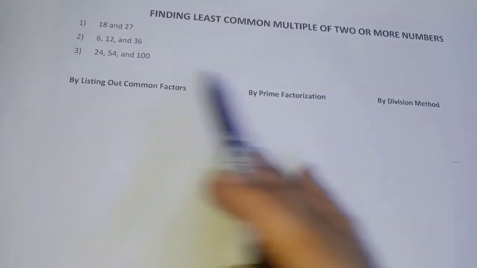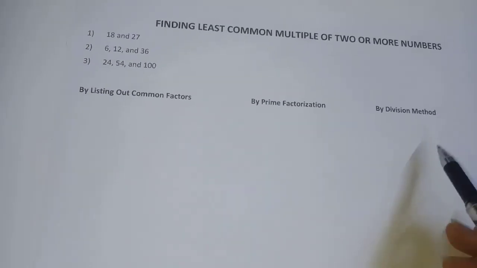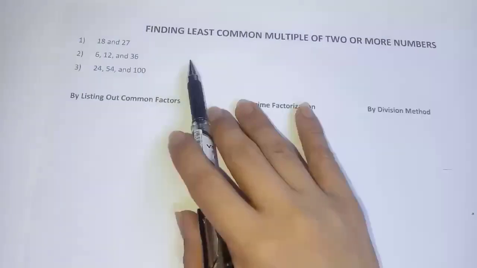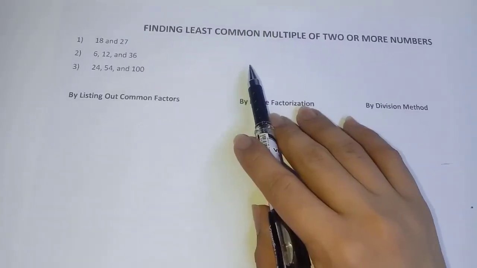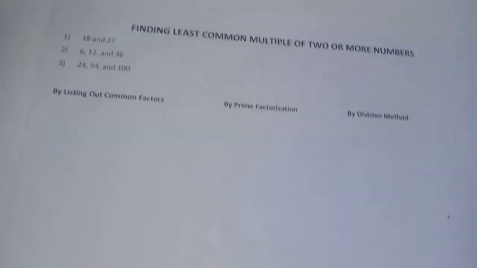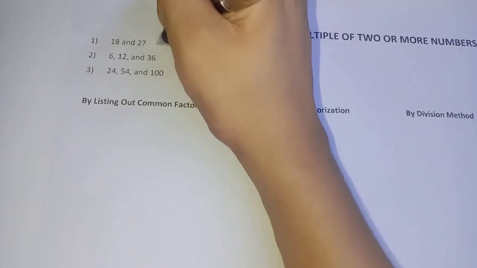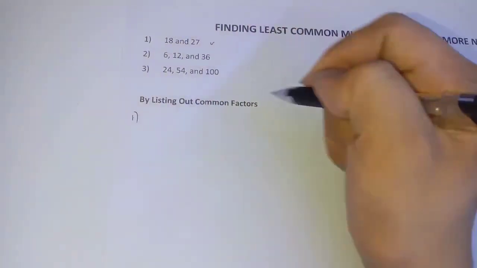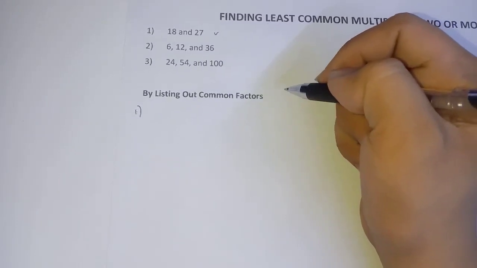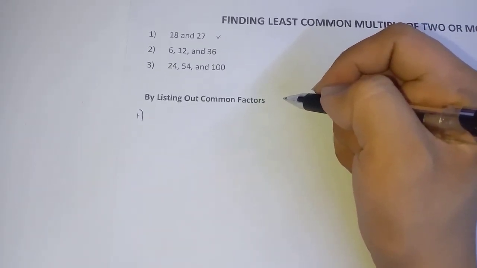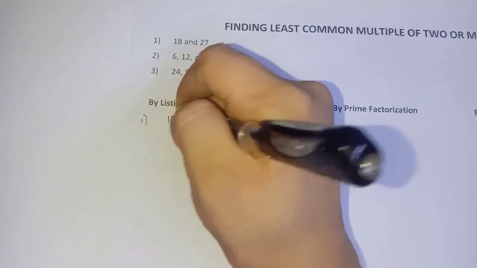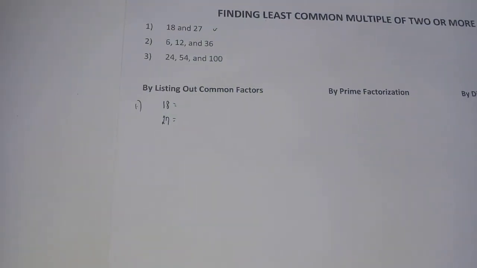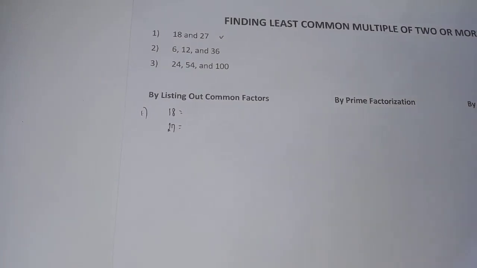Again, ipapakita ko lahat ng methods na pwede nating magamit para mahanap yung LCM or the least common multiple of two or more numbers. So, let's proceed to number 1. We have 18 and 27. In the first method, we will list out the common factors of 18 and 27. Ganun pa rin yung paraan nung last video natin.